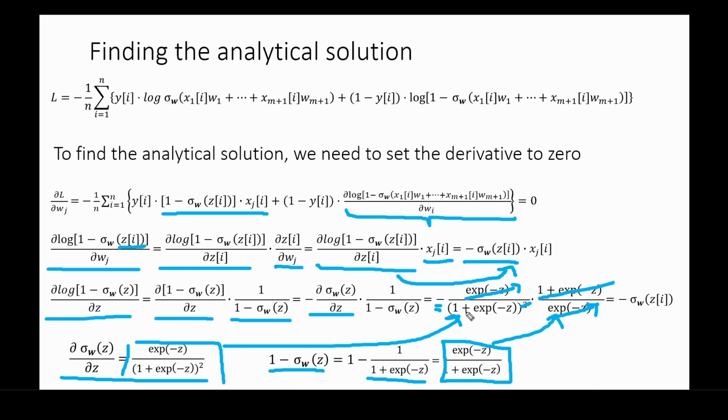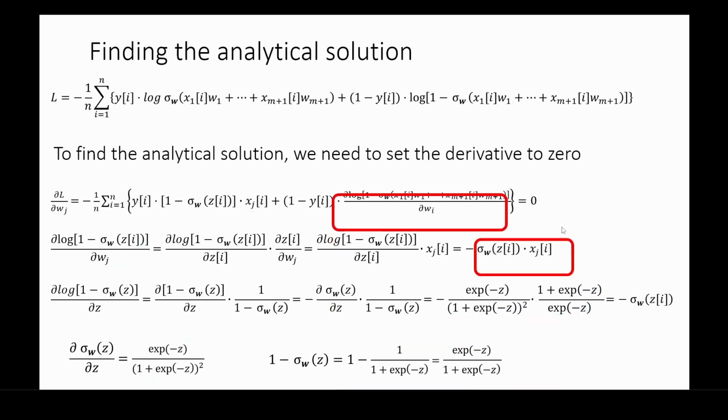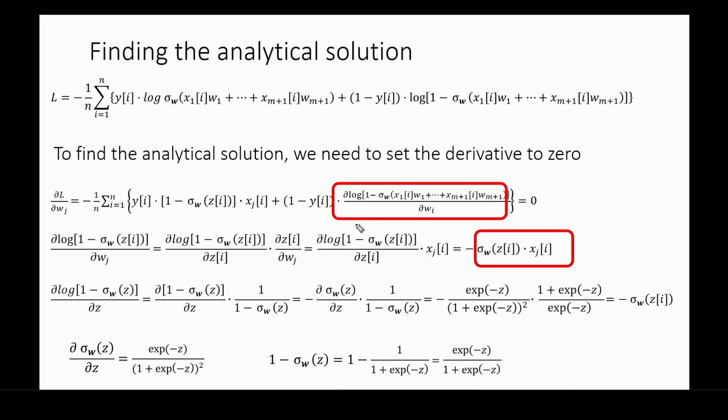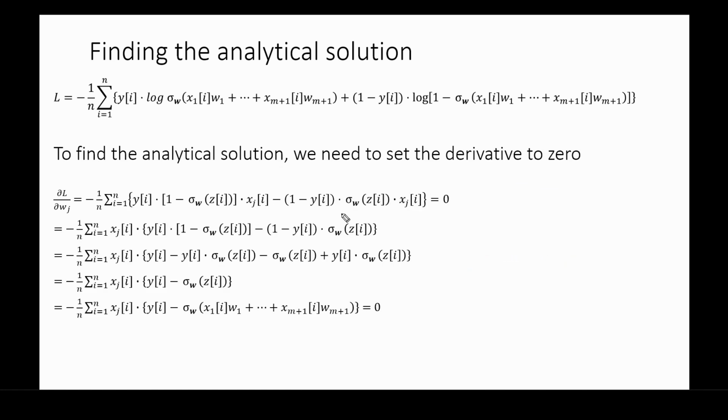So 1 over 1 plus exponential minus z is simply the sigmoid function, and remember we have a minus term here, so that's equal to minus the sigmoid function, and we can put that expression over here. With that, we conclude that this second partial derivative is equal to this term, minus sigmoid function times xj. We can now replace the second derivative with this term, sigmoid function times xj. And then we are going to put the minus sign here, replacing the previous plus sign.